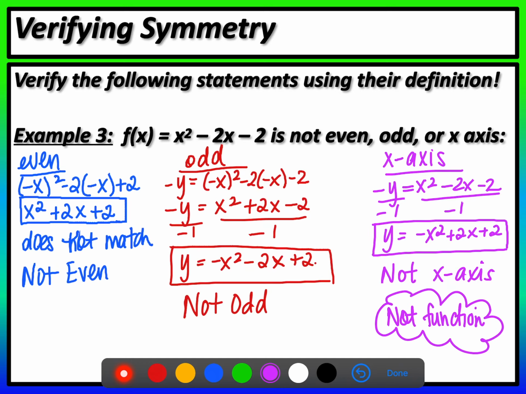So make sure that's everything for boundedness and symmetry. Make sure that your notes are complete. You write down any questions that you have.